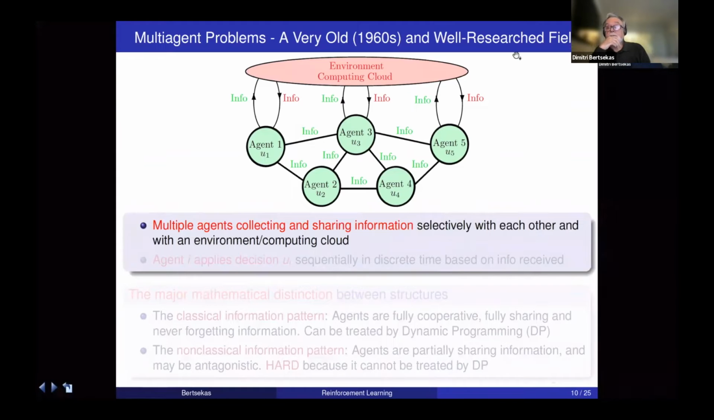It refers to multiple decision-making entities, which we call agents. Now, each agent has a control that it applies. Agent 1 applies decision U1, agent 2 applies U2, and so on. The overall control is the collection of these decisions. And the agents apply these decisions by using information. The information is obtained from other agents or from the environment.